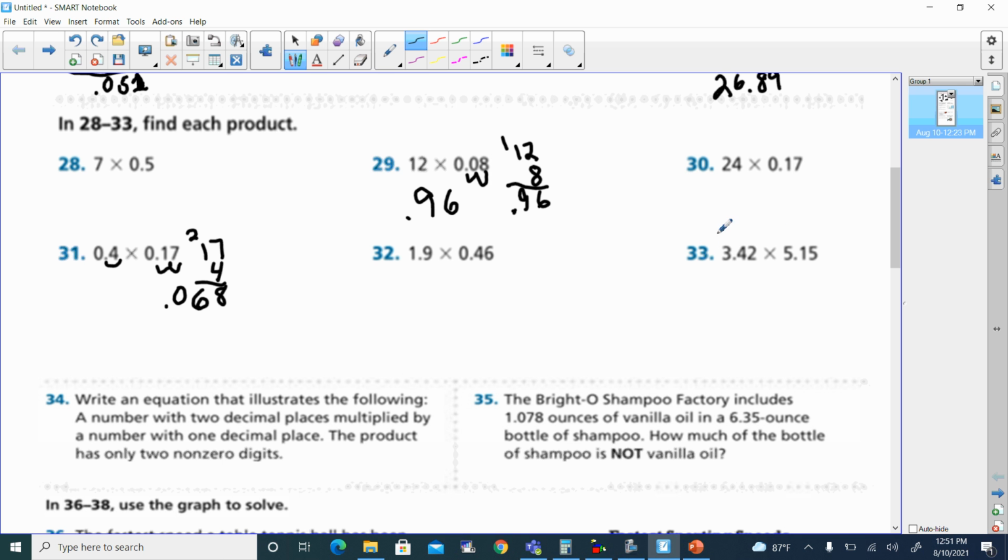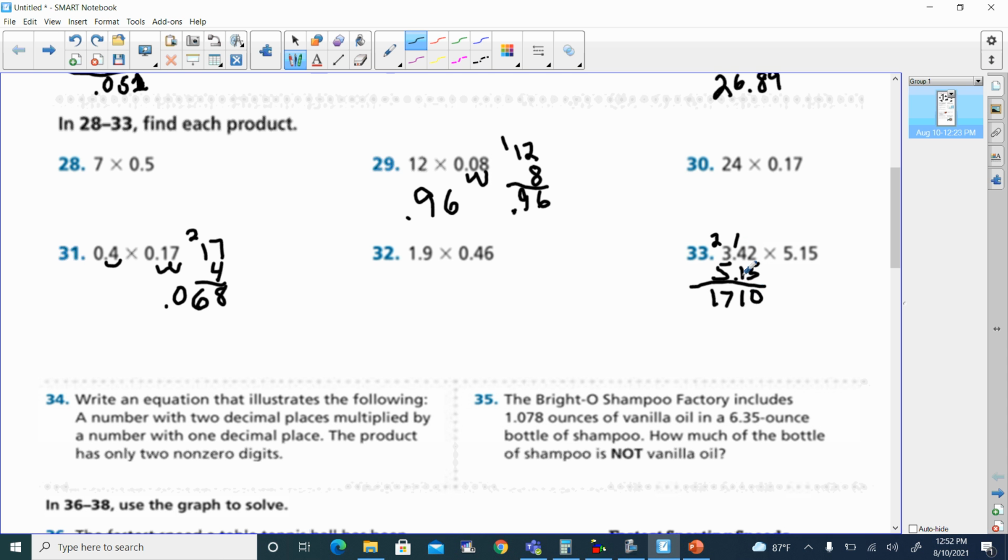All right, let's try number 33. This is 3.42 times 5.15. Well, they're both 3 numbers, so I'm not going to get away with any shortcuts here. I'll go ahead and just put this one under here and multiply it. And I know that 2 times 5 is 10. Here the 1. 20 plus 1 is 21. And 3 times 5 is 15, plus 2 makes 17. So my top row is 1710.